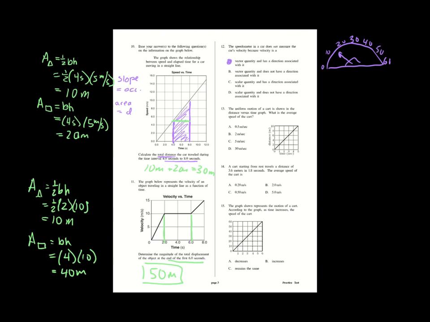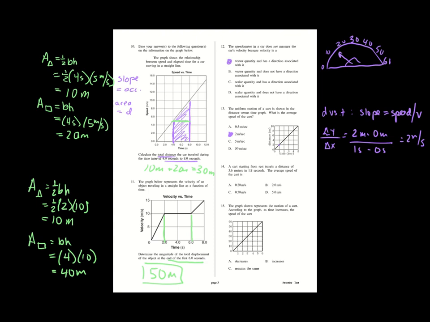Number 13. Here we have a distance versus time graph. So for distance versus time, the slope represents velocity or speed. So we're looking for the average speed of the cart. We could use the slope formula, delta y over delta x. And we could see that covers a total of 2 meters over the course of 1 second. And that is choice B.